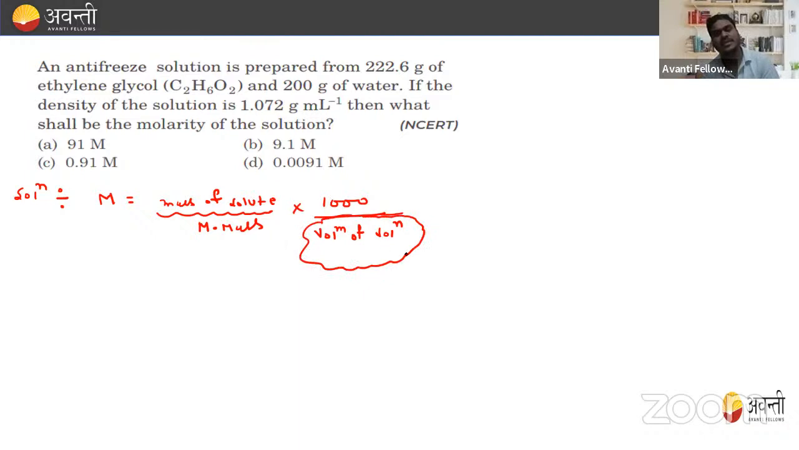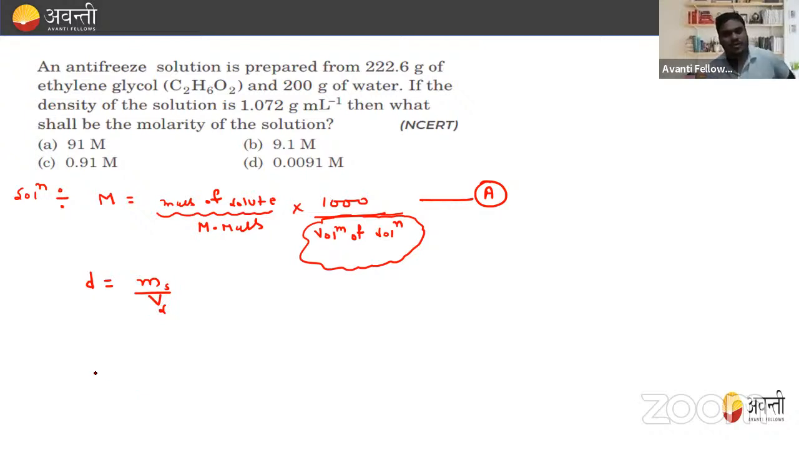This thing is missing here, right? So we need to calculate this thing only. After this, we can easily solve this equation. So let's see how you will calculate the volume of the solution. We know that density is what? Density is nothing but mass upon volume. So this is the mass of the solution upon volume of the solution.